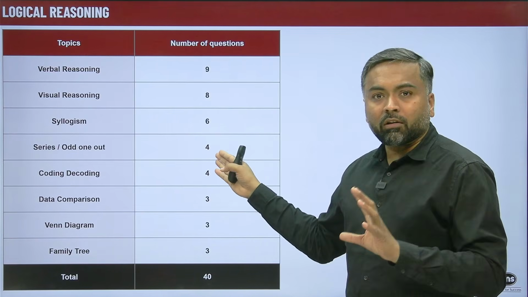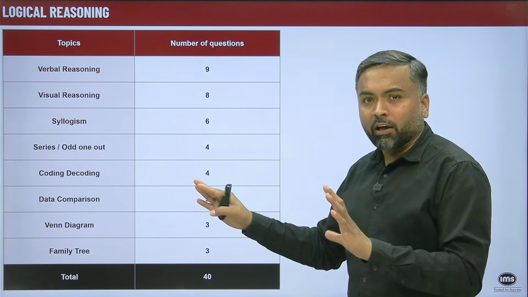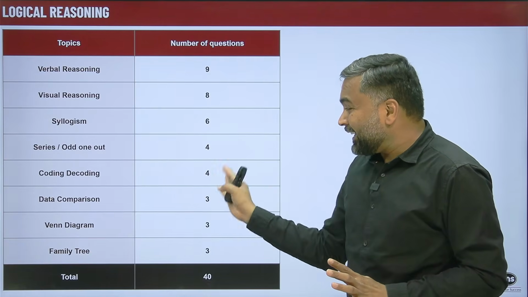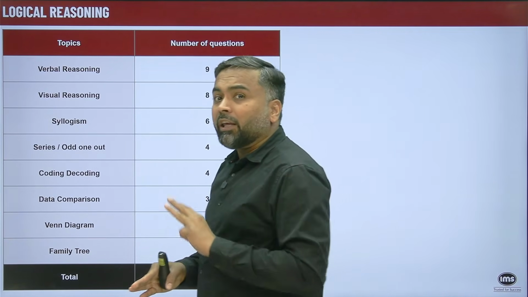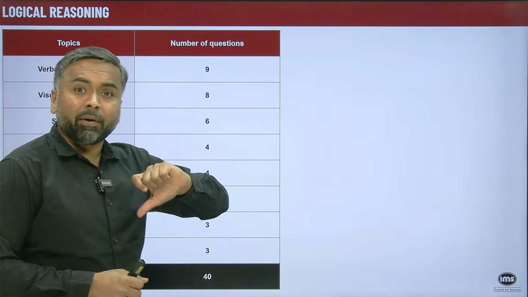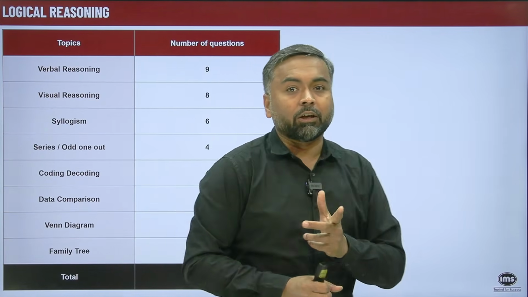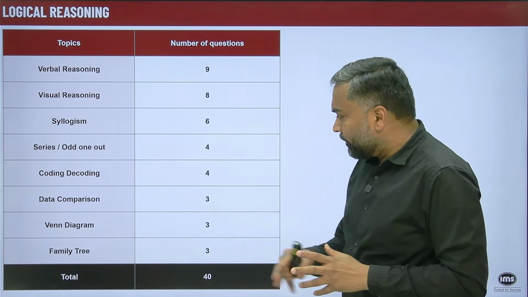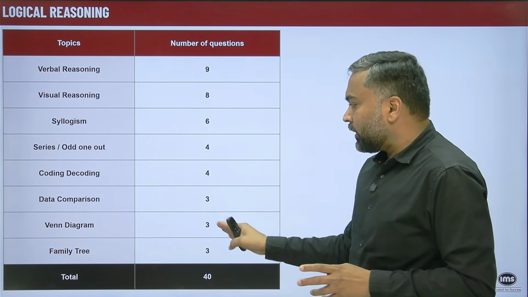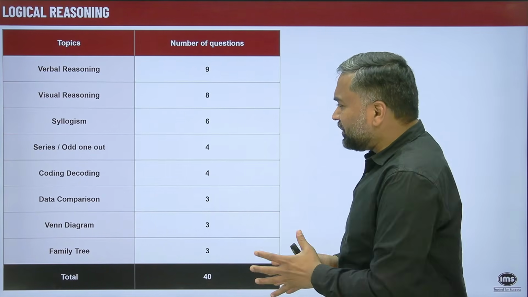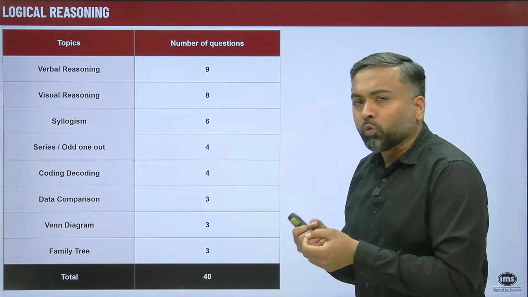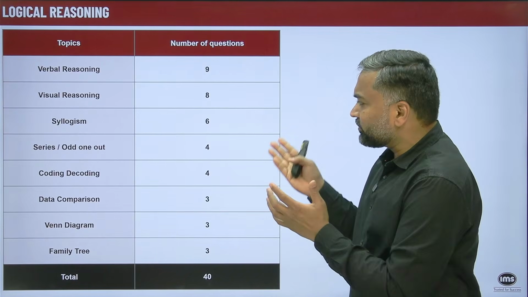Series and odd one out, there are around 4 to 5 questions. Coding, decoding, around 3 to 5 questions. Data comparison has 3 questions and it only has 3 options, whether the comparison is true, false, or uncertain. So these are the 3 options that they generally give. You have 3 questions on Venn diagram and 3 questions on family tree. Having said this, they can also ask 1 or 2 questions on direction sense, which is missing here.